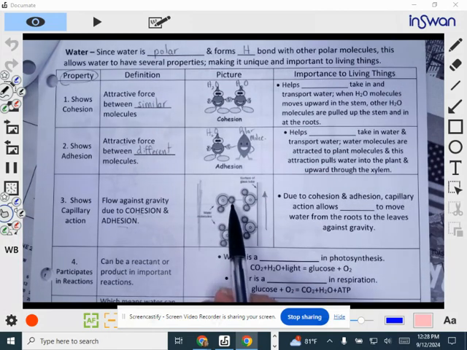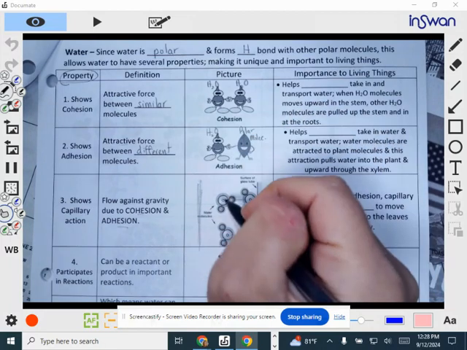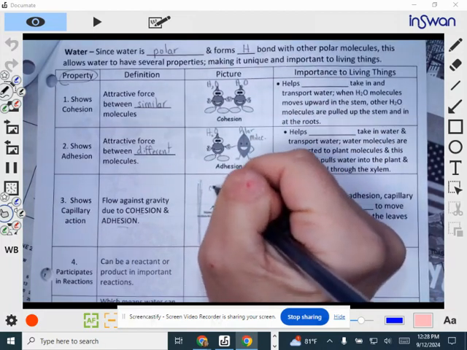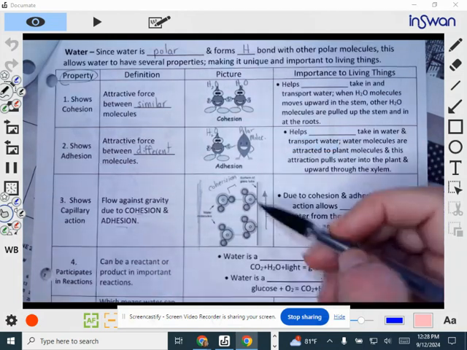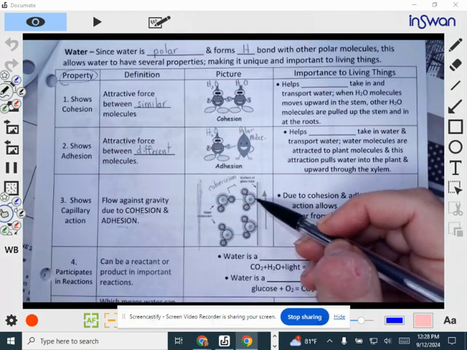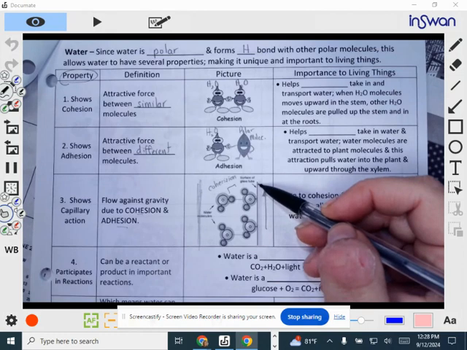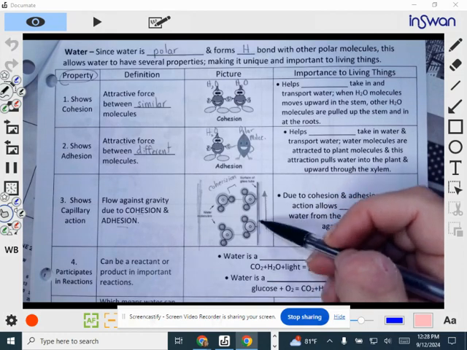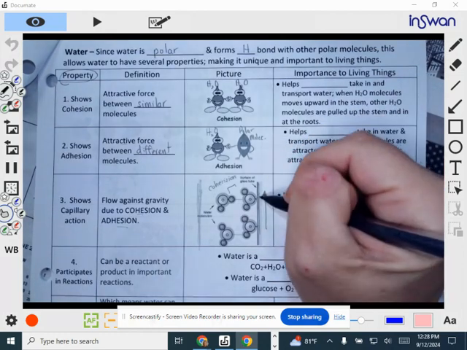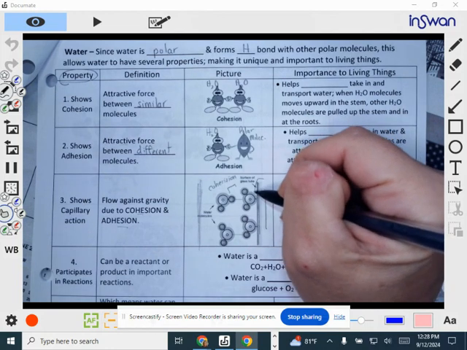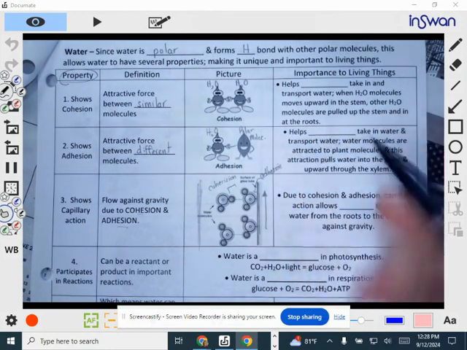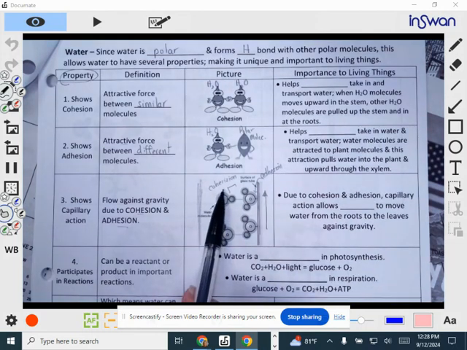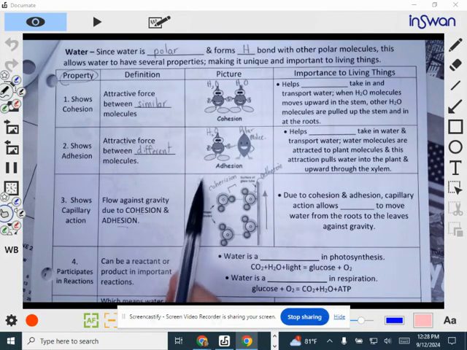When you see these two water molecules being attracted to one another, that's a hydrogen bond, so we can see cohesion is happening. And then we also see right here some adhesion, because water is being attracted to this molecule over here. Let's put adhesion.